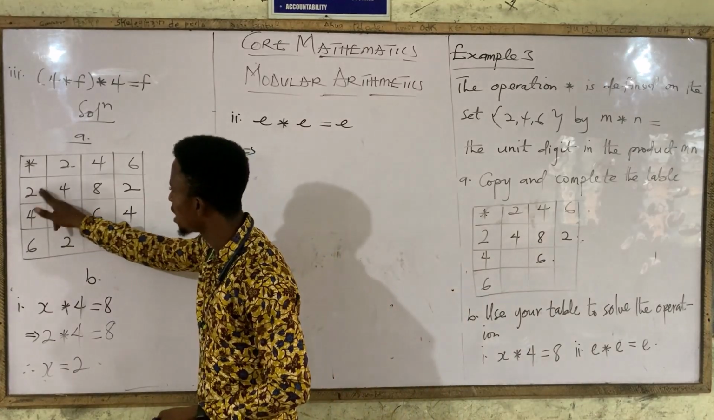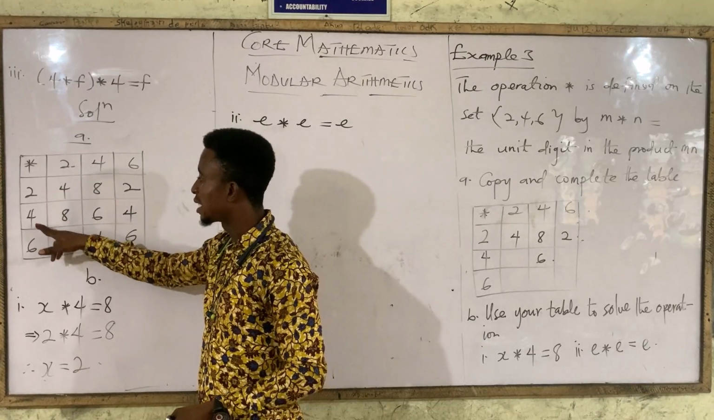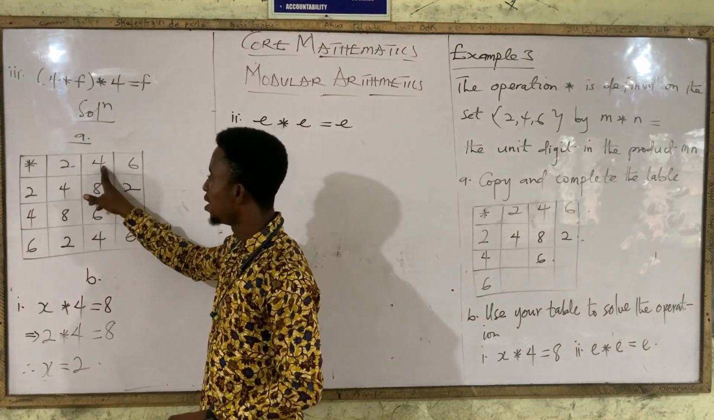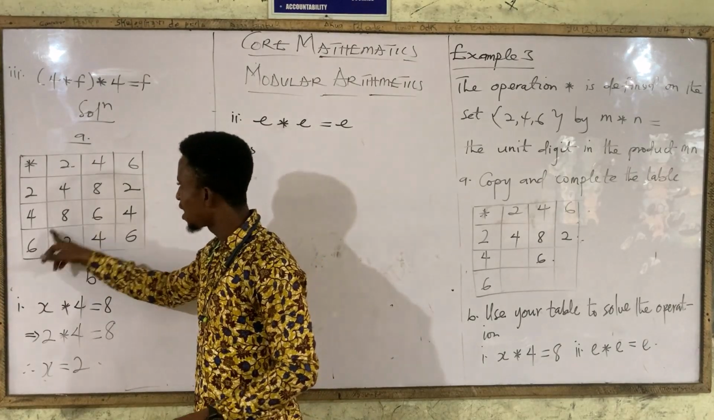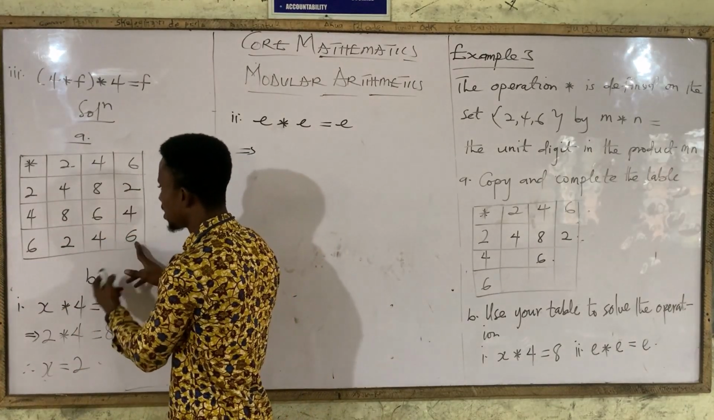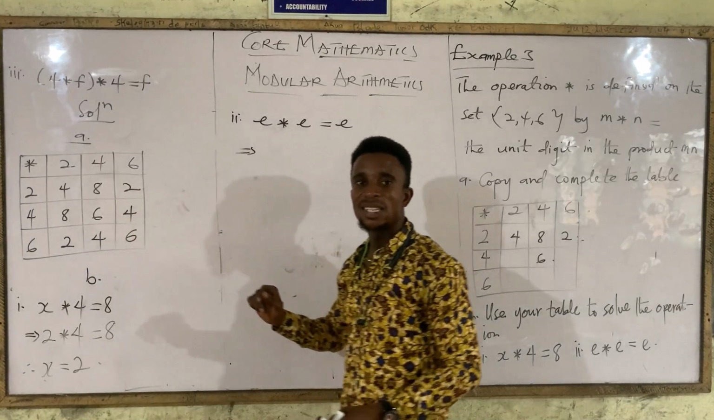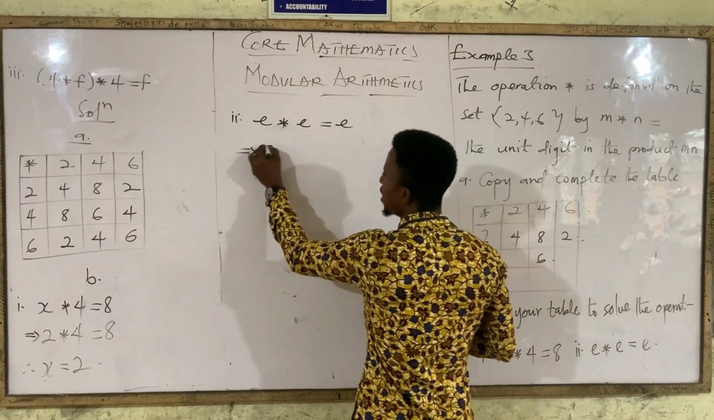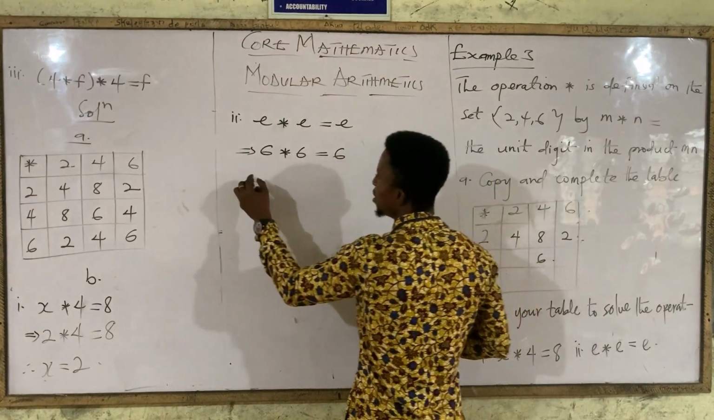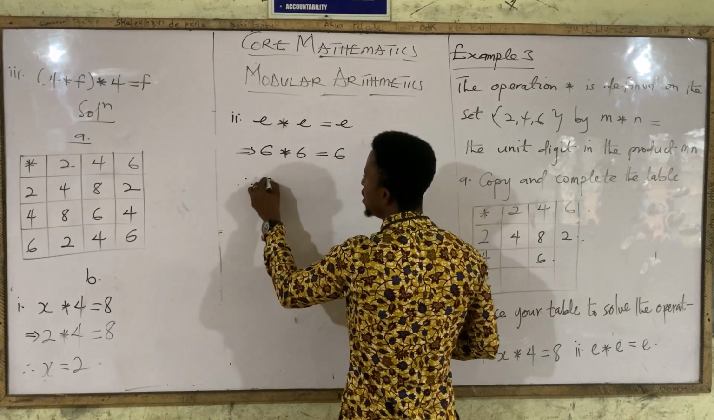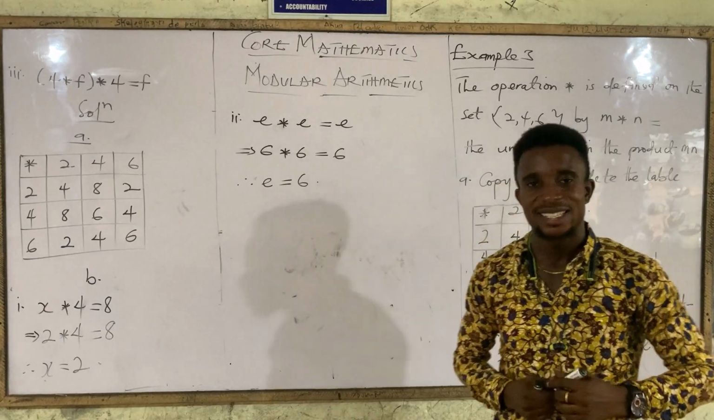So let's see. 2 star 2 is getting us 4. No, it's not getting us 2. Let's come to 4. 4 star 4 is getting us 6, but not 4. Then 6 star 6 is getting us 6. So it's only 6 that operates on itself to get itself. Please, are we getting that? So I can say 6 star 6 is equal to 6. So therefore, E is equal to 6. Please, are we getting that?